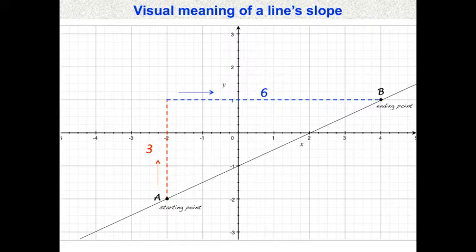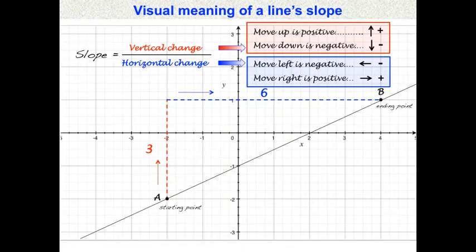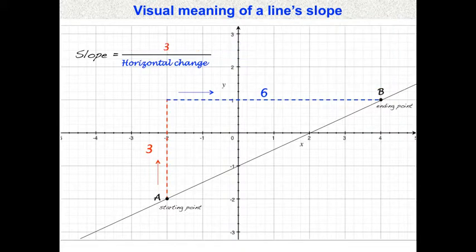Okay, and so for this line, the slope is going to be the vertical change divided by the horizontal change. If we remember the Cartesian coordinate system, when we move up, it's a positive change. When we move down, it's a negative change. When we move to the left, it's a negative change. And when we move to the right, it's a positive change. That said, the vertical change will be 3, and the horizontal change will be 6. So that means the slope for us is 3/6.